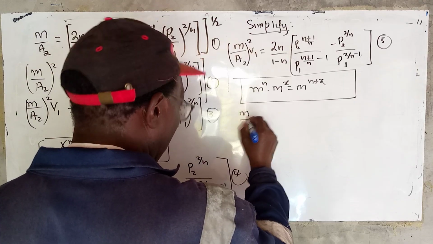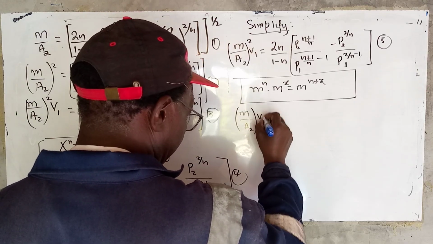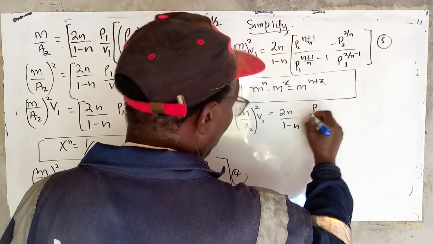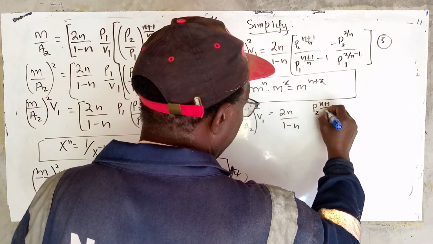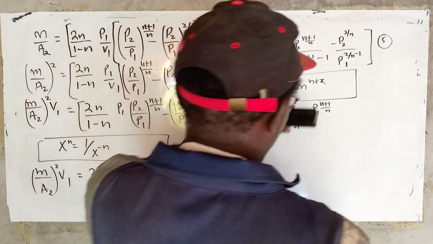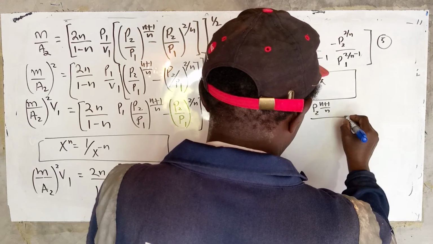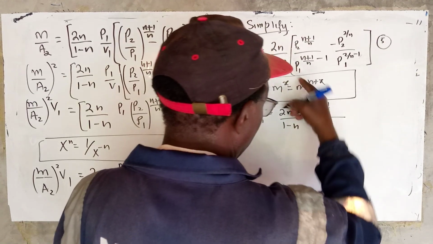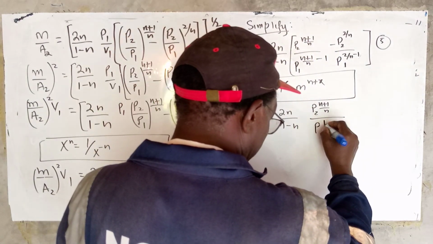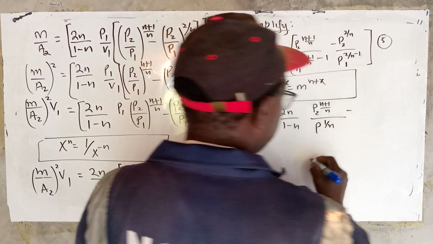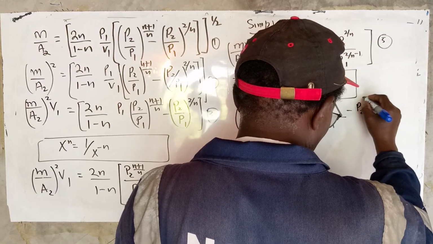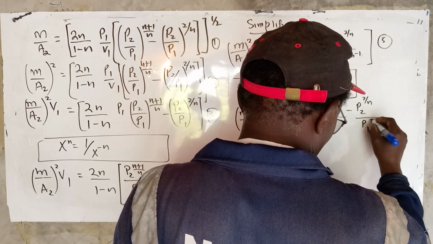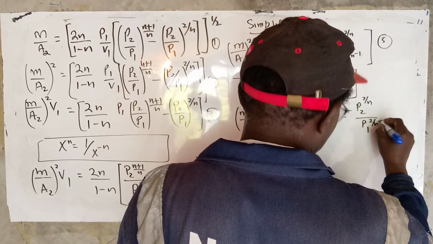So we have m over A2 into V1 squared is equal to 2n over 1 minus n into P2 to the n plus 1 over n, plus 1 over n over, if you open this up, we will have P1 to the n plus 1 minus n, so that will be 1 over n, minus P2 to the 2 over n over P1 to the 2 over n minus 1.